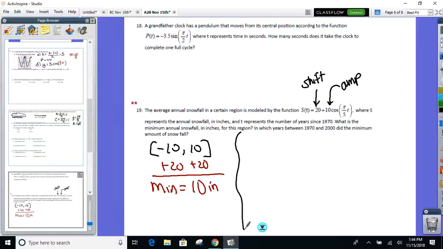Cosine usually starts at the what? Max, right? Then goes to what? 0, then goes to the... So I need to find out where that third point ends up being. All right?